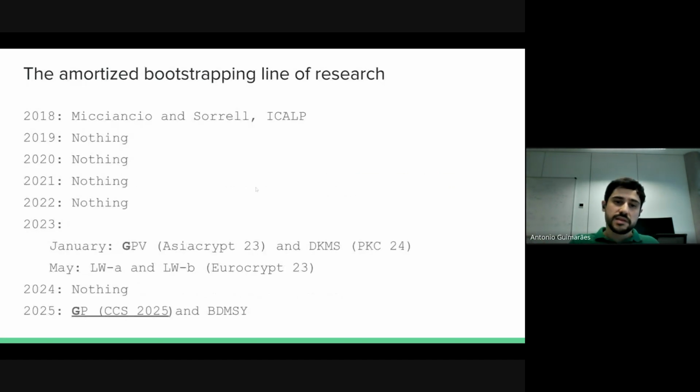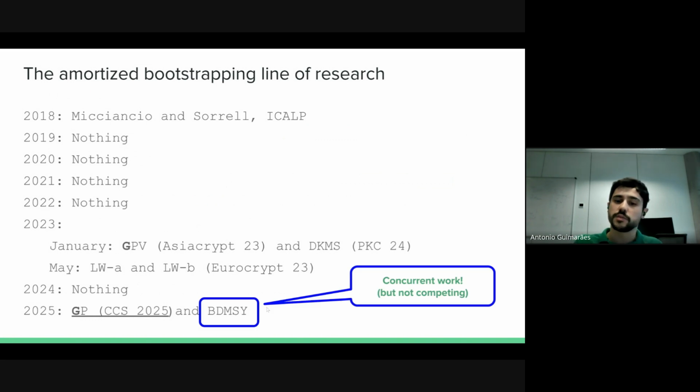So finally, this is the amortized bootstrapping line of research. In addition to our work, there are also some other concurrent works this year. They are not really competing, they are more follow-ups of GPV23, which present very different asymptotics. And in general, they are both very interesting, and I'm also looking forward to see if we can combine these techniques and have even further improved performance.